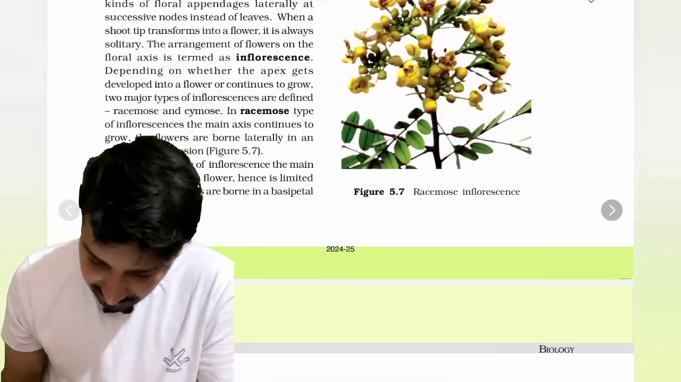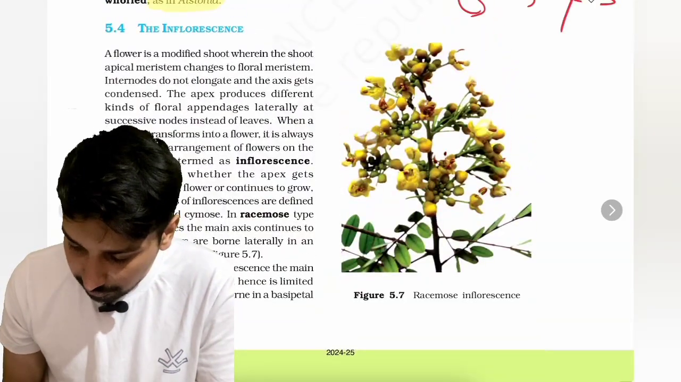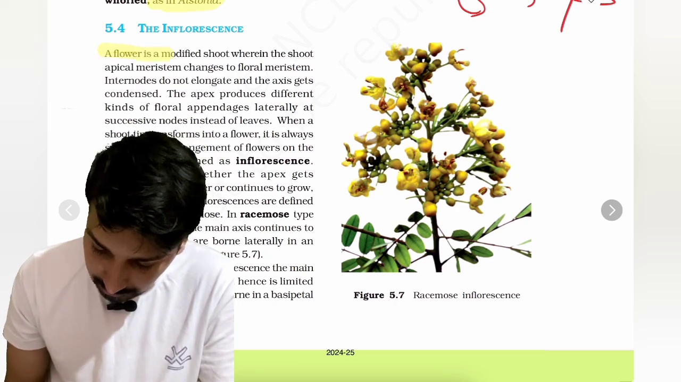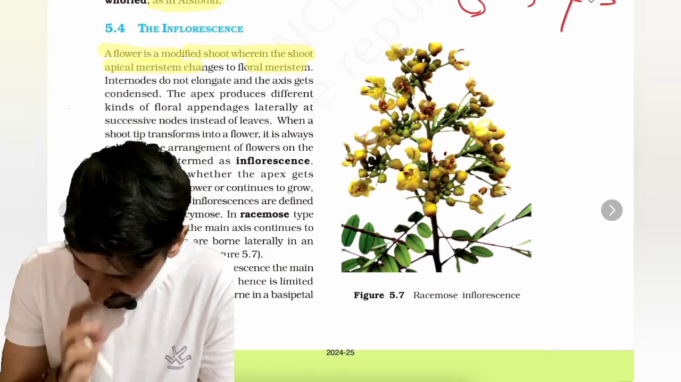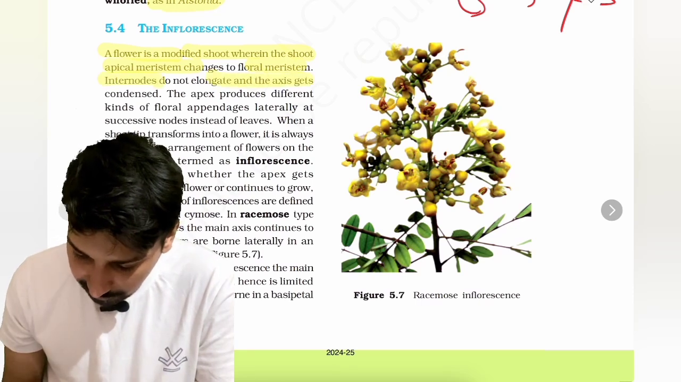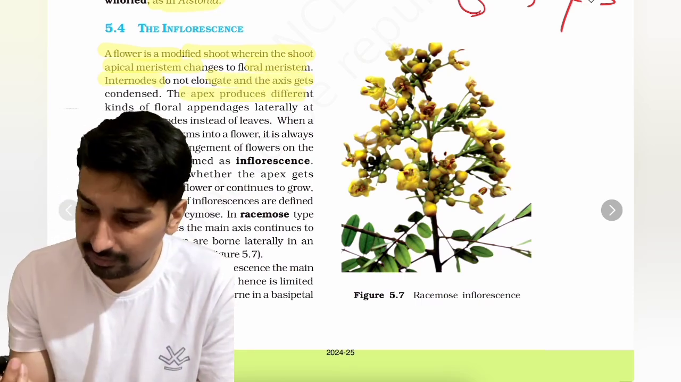Inflorescence: we are going to talk about how a flower is a modified shoot. The shoot apical meristem changes into the floral meristem. Internodes do not elongate and the axis is condensed. The apical meristem produces different kinds of floral appendages.